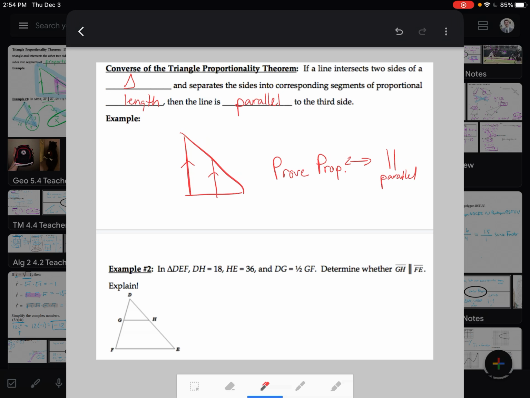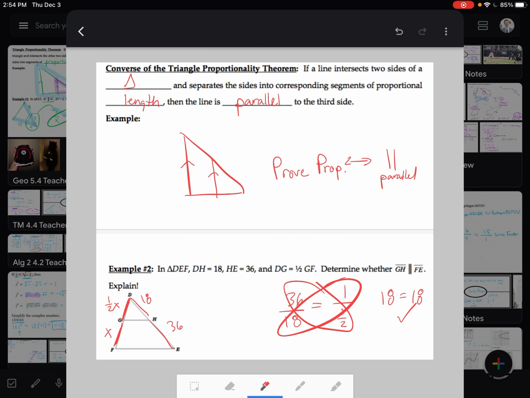So let's do another example of this. In triangle DEF, we have DH equals 18, HE equals 36, and they're saying that DG is half of GF. So DG here, they're saying is 1/2 of the length here. So like half of X, for example. So let's see if it's proportional. So if we put 36 over 18, is that the same thing as 1 over 1/2? Well, if we do our cross multiplication, let's see. So 36 times 1/2 is 18. 18 times 1 is 18. So yes, we can say that they are proportional.